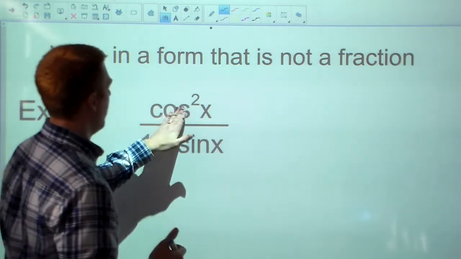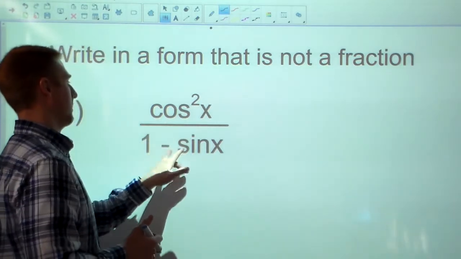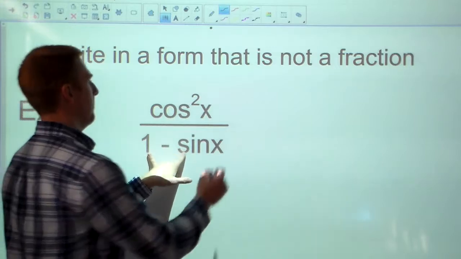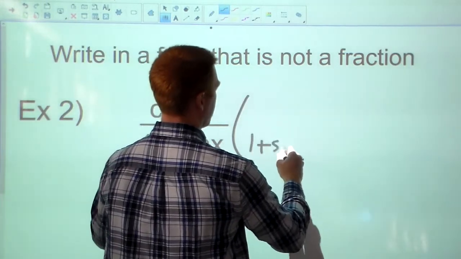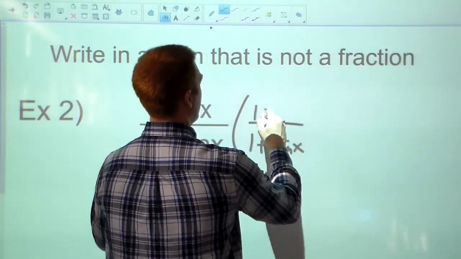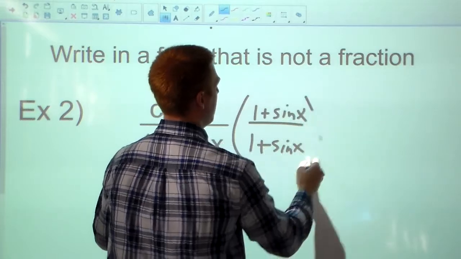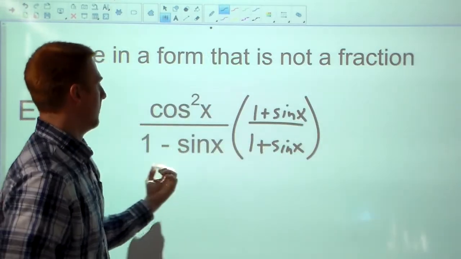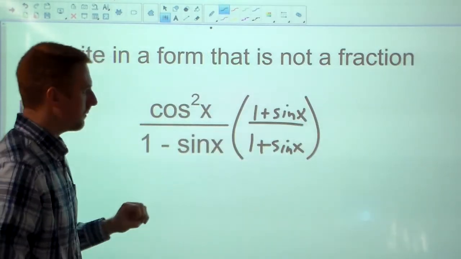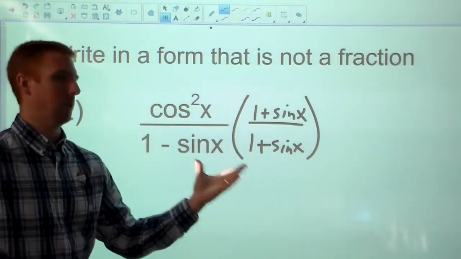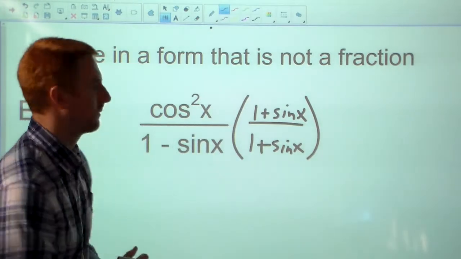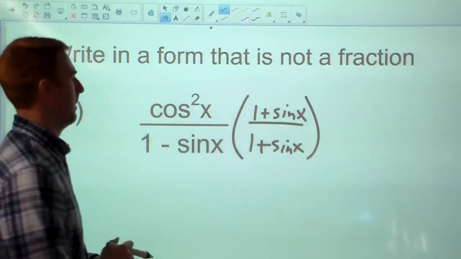But the most direct way to handle this one is to try to turn this into cosine, and that's going to happen by multiplying this by 1 plus sine x at the bottom. My strategy here is that those are conjugates of one another, and they're going to lead to 1 minus sine squared, which is cosine squared. And that's again from what we just saw in the first example.